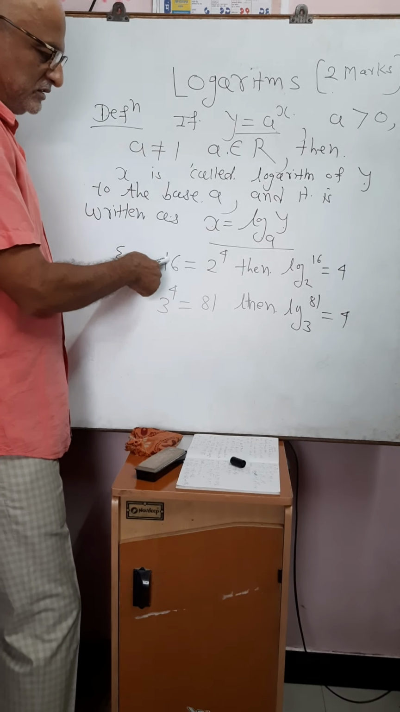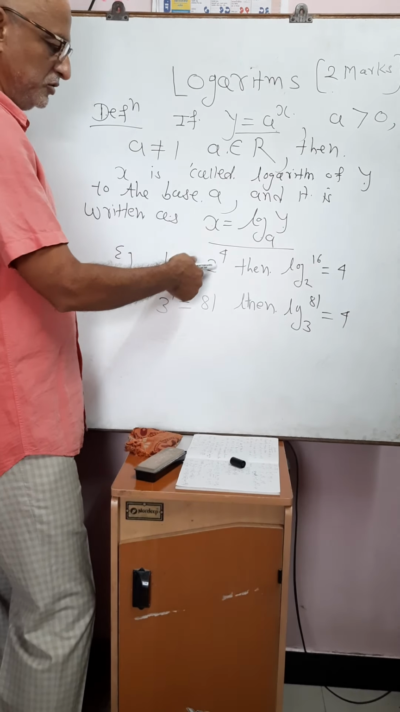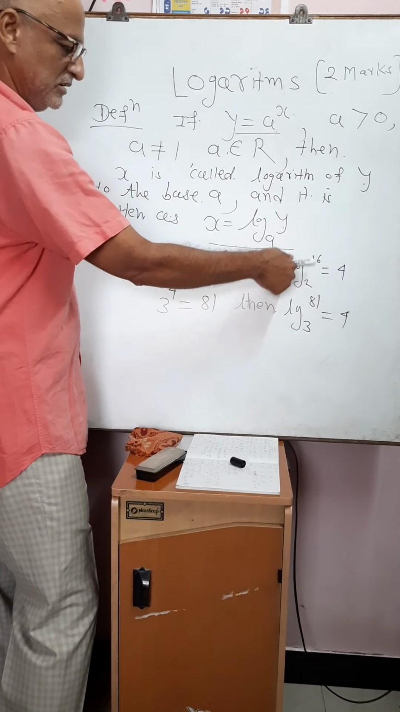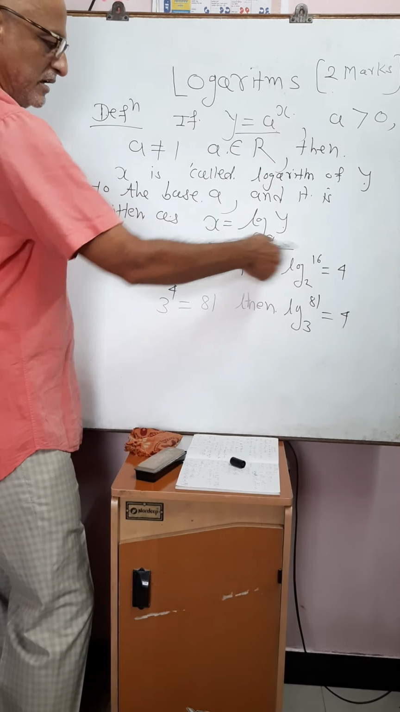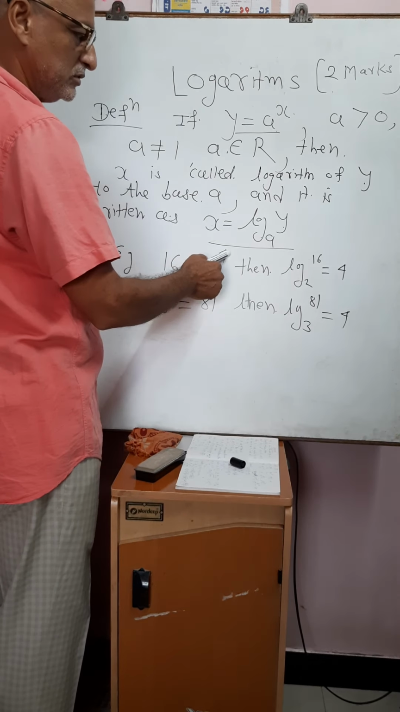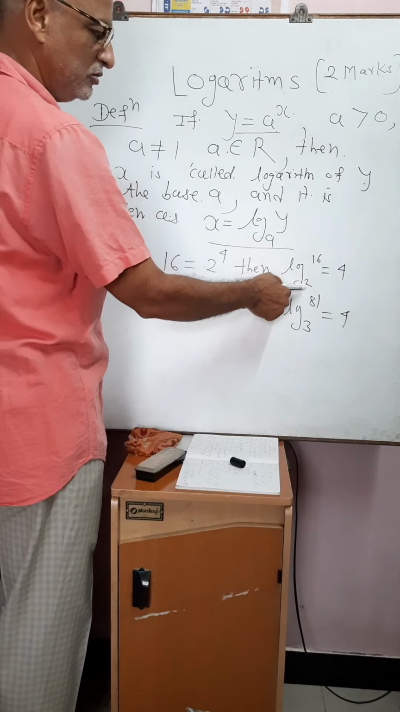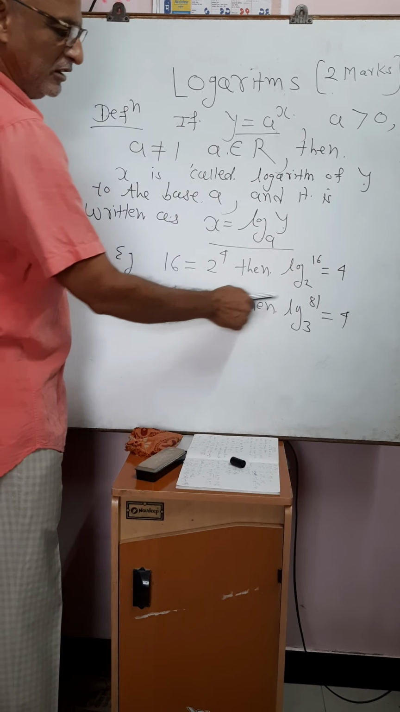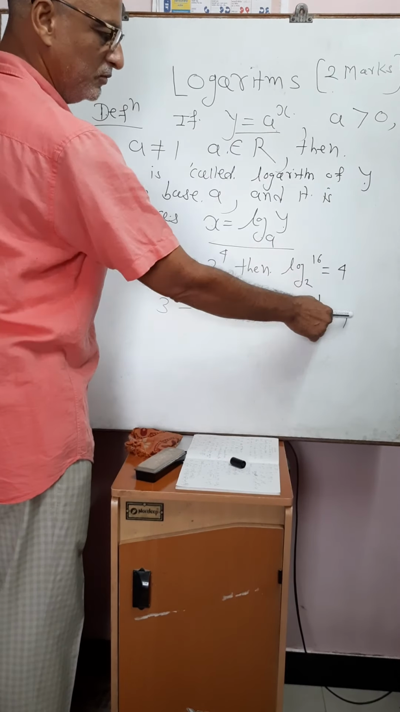I repeat again, 16 is equal to 2 raised to 4. 2 is the base. So in the logarithmic form the base remains the same, that means 2 as it is. 16 goes here and 4 on the right hand side. So the sides of 16 and 4 get interchanged. So log of 16 to the base 2 equals 4. Here 3 raised to 4 equals 81. Then log of 81 to the base 3 is equal to 4.